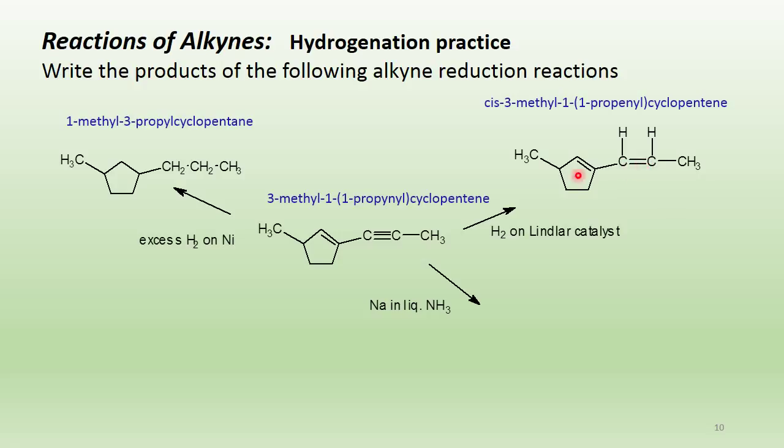1,1-propenyl cyclopentene. If instead of using Lindlar catalyst we use sodium and liquid ammonia, we'll get essentially the same product but with anti-addition, and this would be called trans 3-methyl-1,1-propenyl cyclopentene.